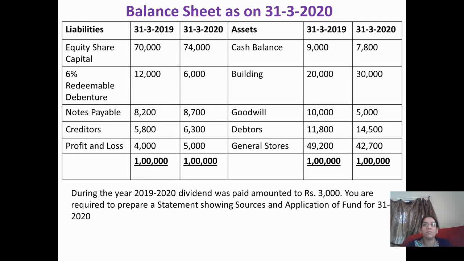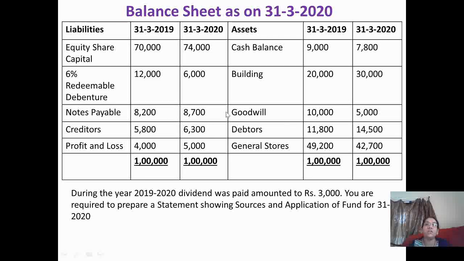Here, one practical problem has been displayed. On the liability side, there is equity capital, 6% debenture, notes payable, creditors, and profit and loss. Some liabilities have been provided. On the asset side, cash balance, building, goodwill, debtors, and stores and general stores. An adjustment is also provided. During the year 2019-20, dividend was paid amounting to rupees 3000. You are required to prepare a statement showing sources and application of funds, that means the fund flow statement, we have to prepare here.